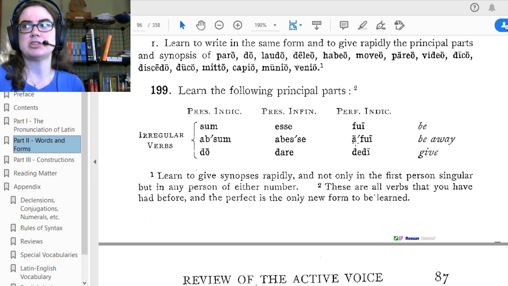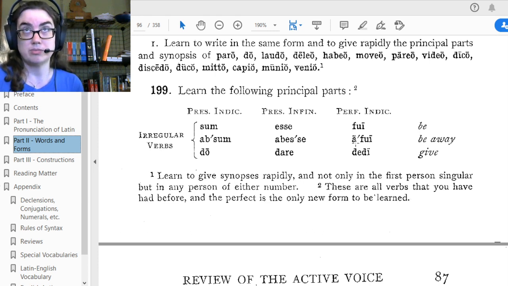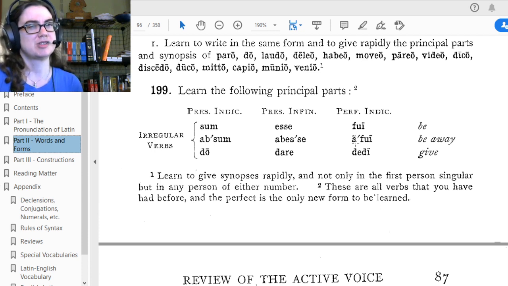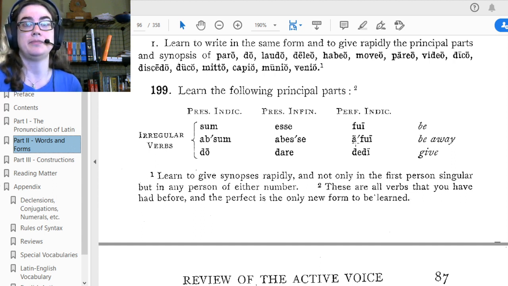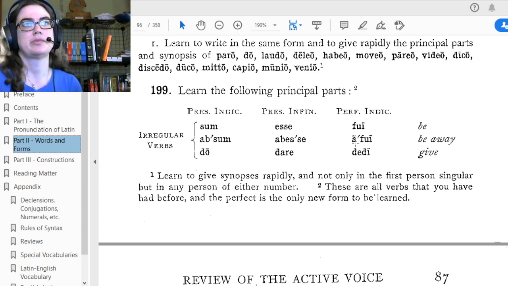That has the advantage of not learning extra material you're not using right away, and you only learn material that you use. But if you start by learning all the principal parts, then you already know them for when you get to the later stuff, and you don't have to be like, oh, great, now I have to memorize the fourth principal part and what to do with it. So I'm more of a fan of learning all the principal parts at the same time. Yep, that is how you write the fourth principal part for do. Do, dare, dedi, datum. Absolutely.